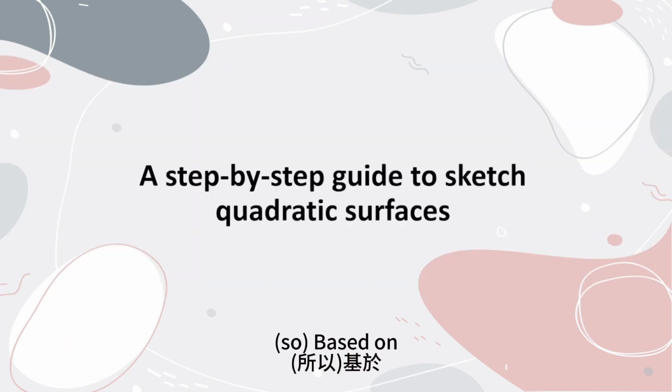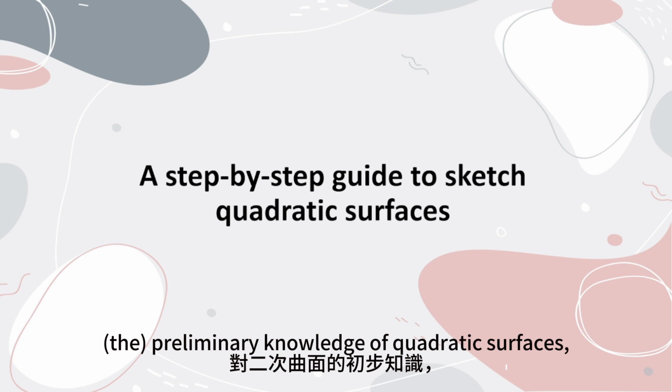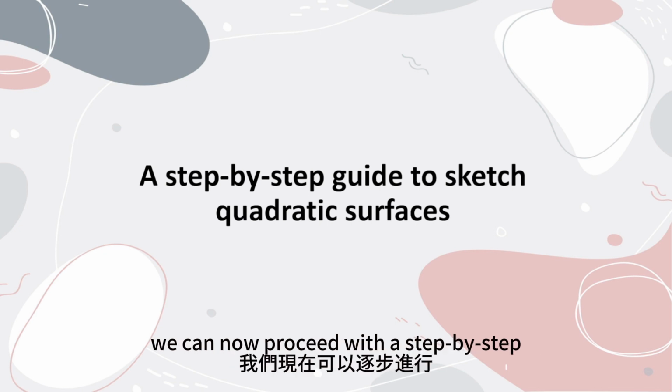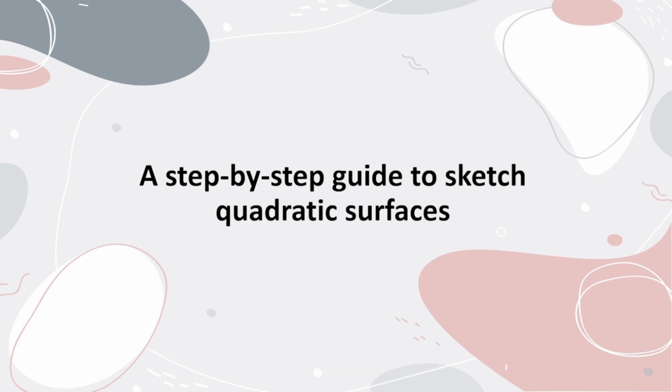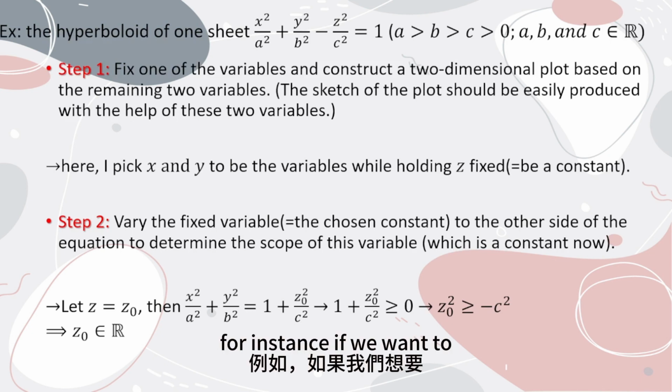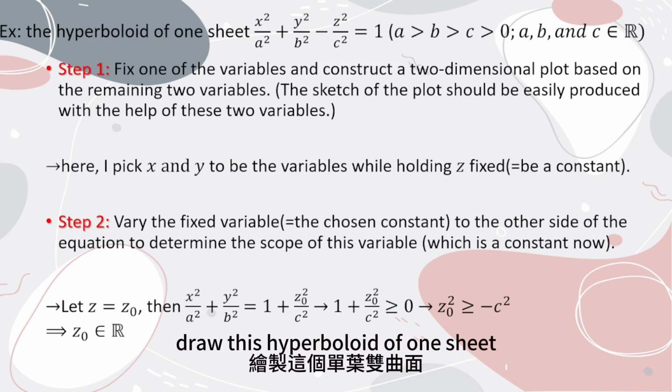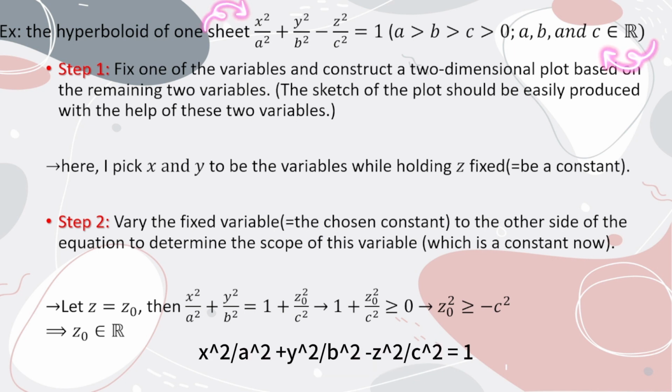Based on the preliminary knowledge of quadratic surfaces, we can now proceed with a step-by-step guide for sketching quadratic surfaces. For instance, suppose we want to draw this hyperboloid of one sheet, x squared divided by a squared plus y squared divided by b squared minus z squared divided by c squared equals 1.